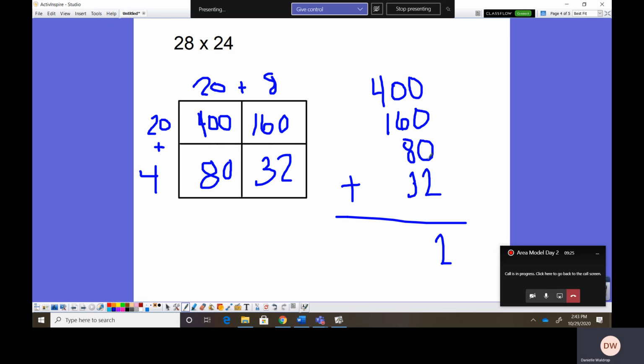You should have gotten 2 plus 0 is 2. 6 plus 8 is 14, plus 3 is 17. So you put your 7, carry your 1. 4 plus 1 is 5, plus that 1 is 6. So 672 is what you should have gotten as your answer. If you didn't, pause the video and see what you did wrong, go back and fix your problem and see what mistake you made.